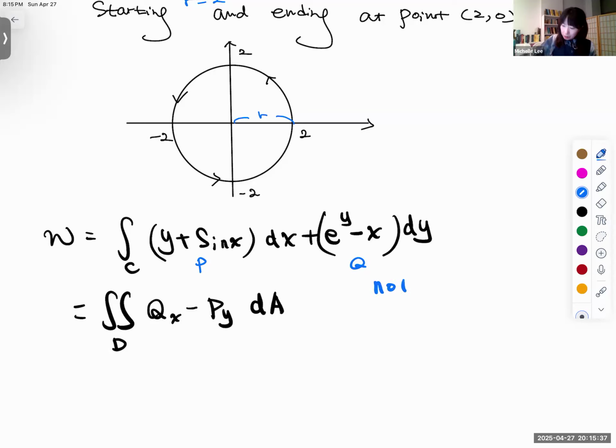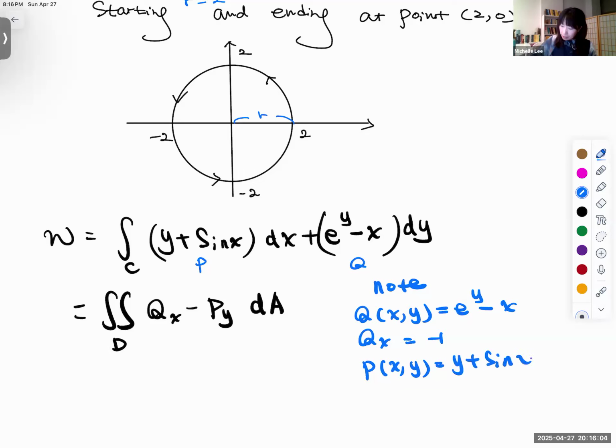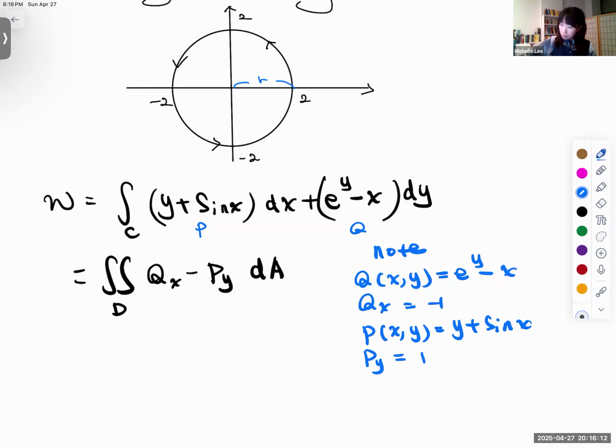So note Q_xy equals e to the y minus x. We want the derivative with respect to x. What do you get? -1. Good. So it's -1. We have P, then y plus sine x. Then we want the derivative with respect to y. Also 1, right? Just y there.